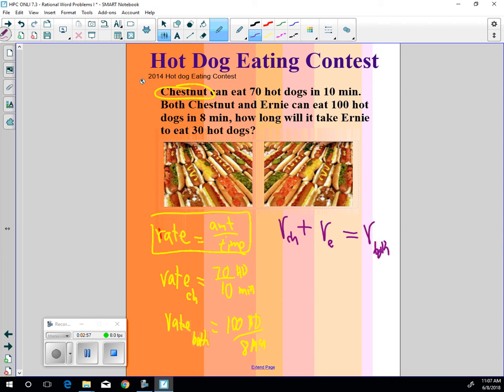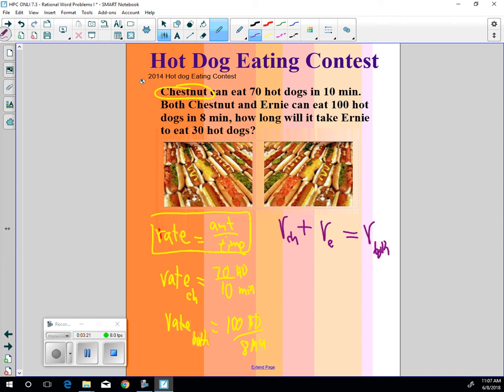So all of these problems are either going to be rate plus rate equals both, or time plus time equals both, or distance plus distance equals both. Either way, you're going to have a simple formula of rate is amount over time, and you're either going to add rates, add times, or add amounts. So for this one, think about it. Those two rates have to add up to both.